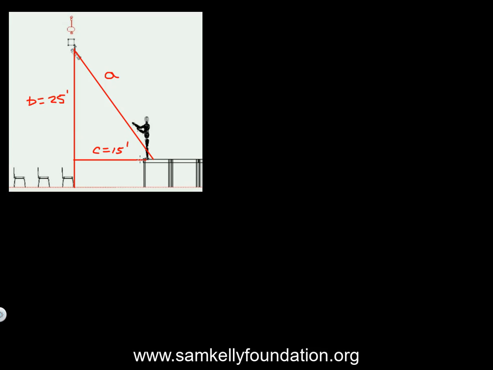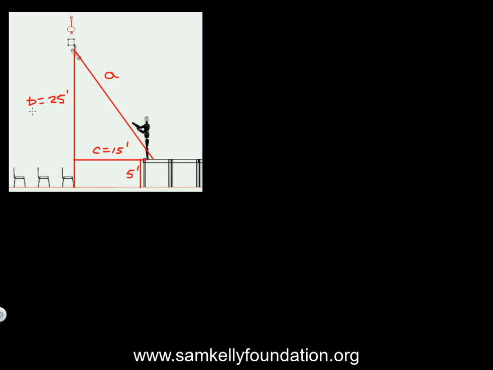The last distance is the distance from the stage to the ground. And in this case is 5 feet. I'm not going to give him a label because there's a reason for that. And this is very important because our light is not shining on the ground, it's shining on the stage.